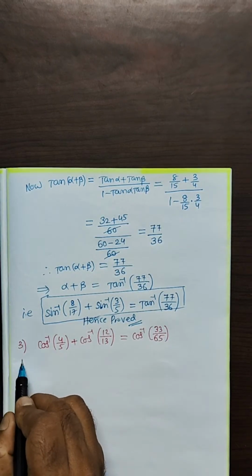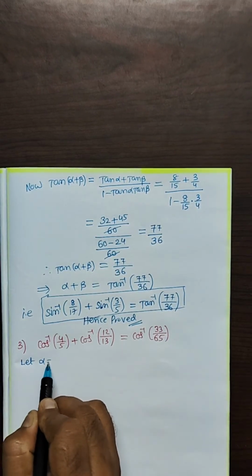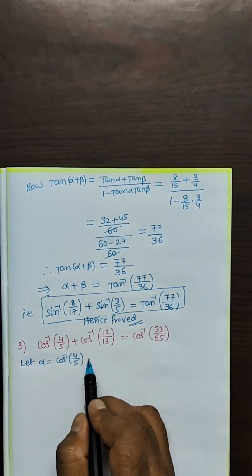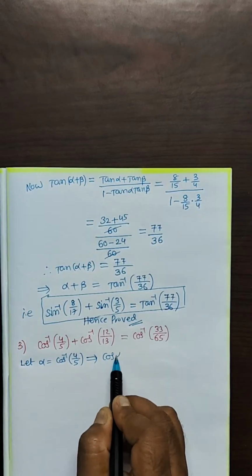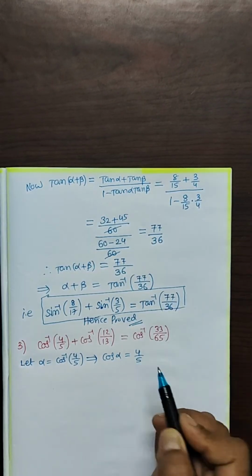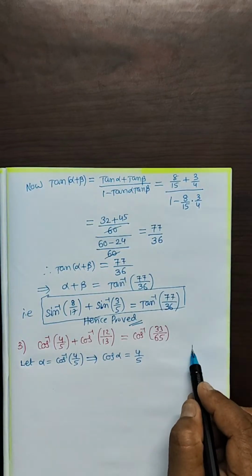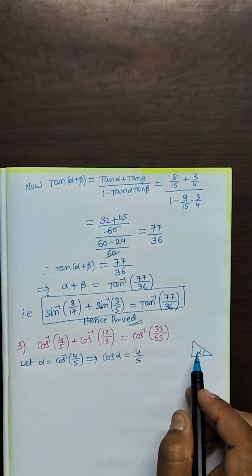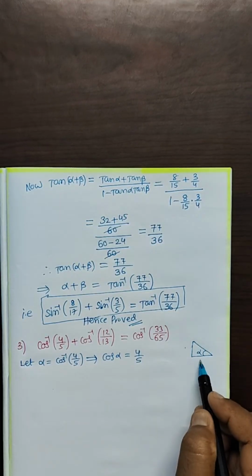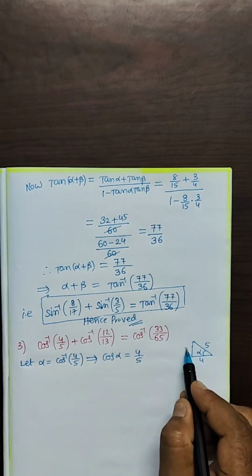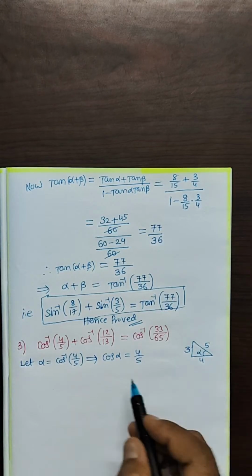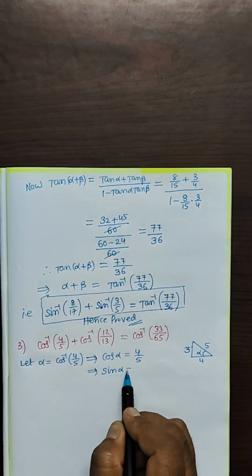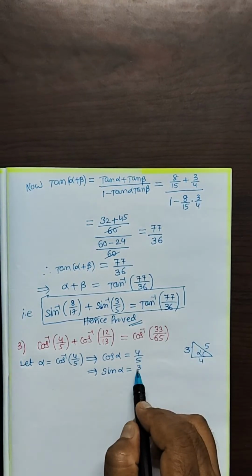Let alpha is equal to cos inverse of 4 by 5. That implies that cos alpha is equal to 4 by 5. From this sin alpha also you can calculate. Sir, what is the use of calculating sin alpha? I will explain. So cos alpha definition is adjacent side by hypotenuse. By using Pythagorean triples it will become 3. So that implies that sin alpha will become 3 by 5. Okay, dear students.